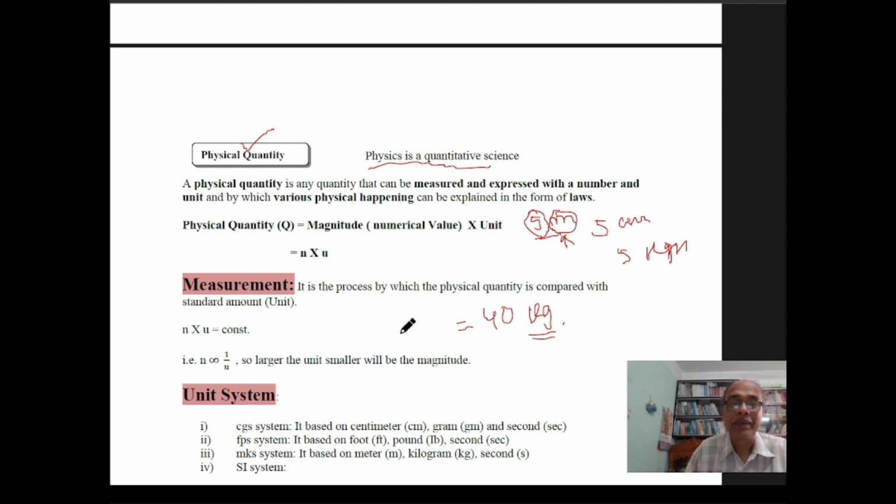Now here the product of n and u is always constant, so n is proportional to 1 by u. That means if the unit magnitude is larger, the number is smaller. Suppose here this is kg. If you go to gram, then it will be 40 and 3 zeros. So if the unit is smaller, then the number will be larger. So this is the measurement.